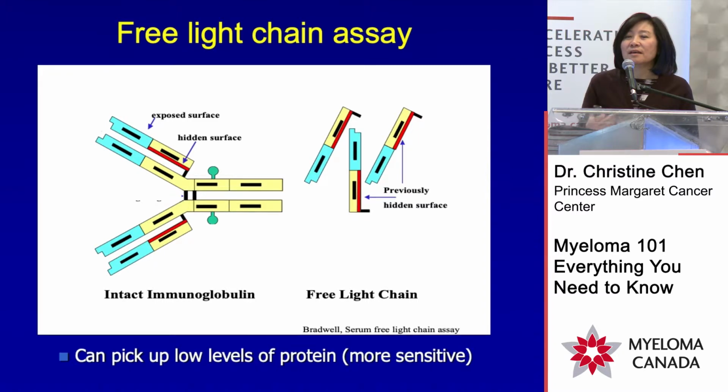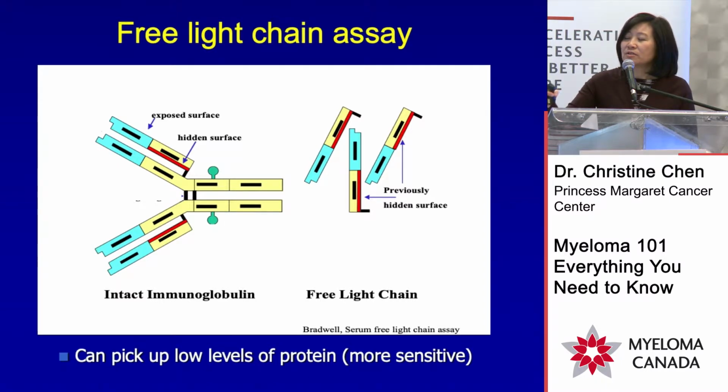But remember I said that some people only make light chains, and then a lot of people, 90-some% of patients, will also make some free light chains as well. So it's useful to be able to measure just the light chain, the small section of the protein, rather than the whole antibody. So we have this assay called the free light chain assay. And you can recognize on the left is kind of what I showed you before, is an intact immunoglobulin or antibody with the heavy chains and the light chains attached.